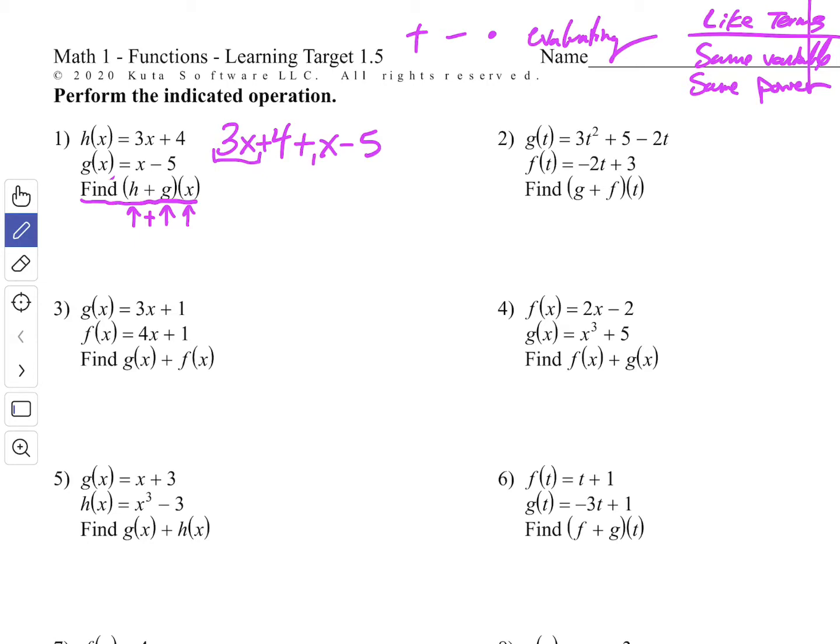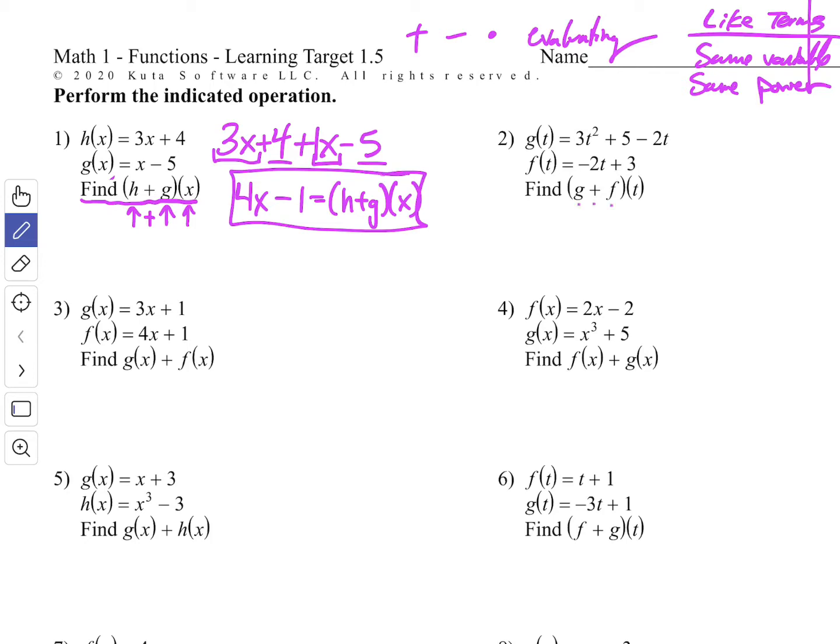So 3x and 1x are going to be combined, and they become 4x, because 3 plus 1 equals 4. Then positive 4 and negative 5, we can combine those constants. 4 minus 5 would be negative 1. The negative 1 and 4x can't be combined together, so that's our answer. That's what h plus g of x is going to equal. That's really all we've got going on for these next ones.